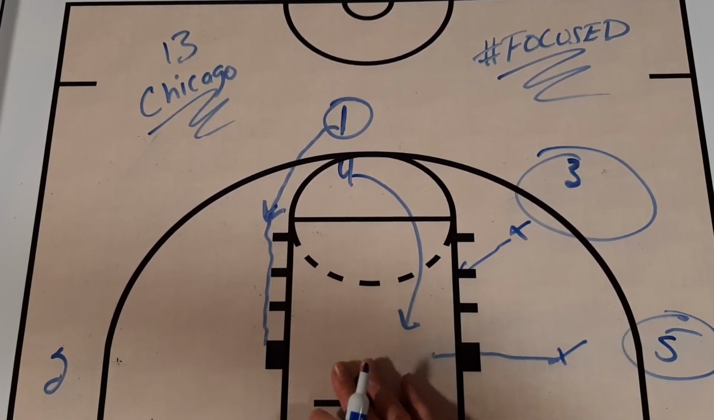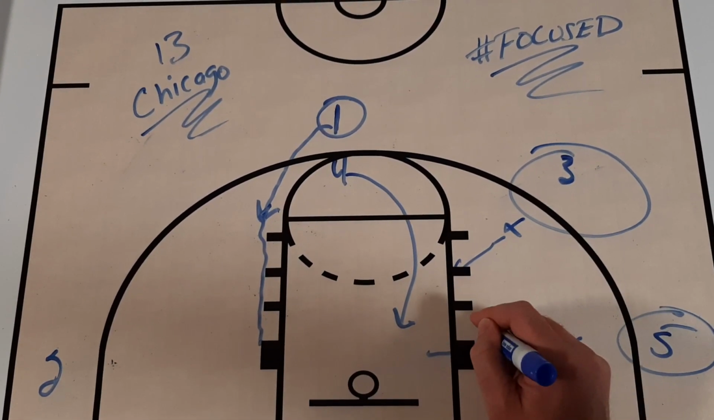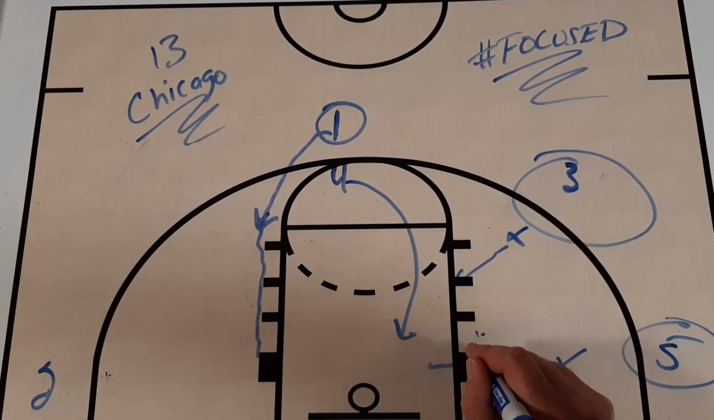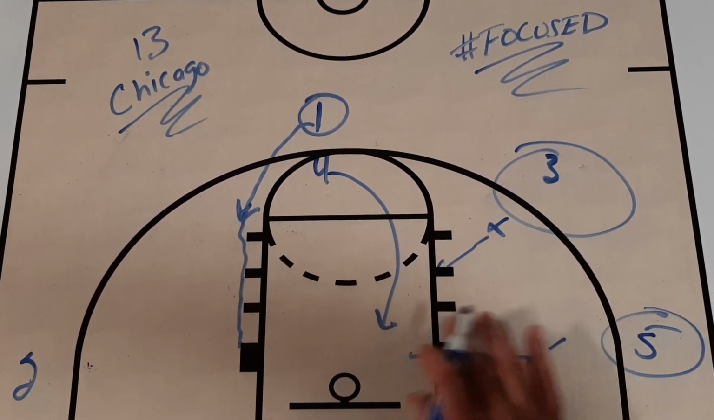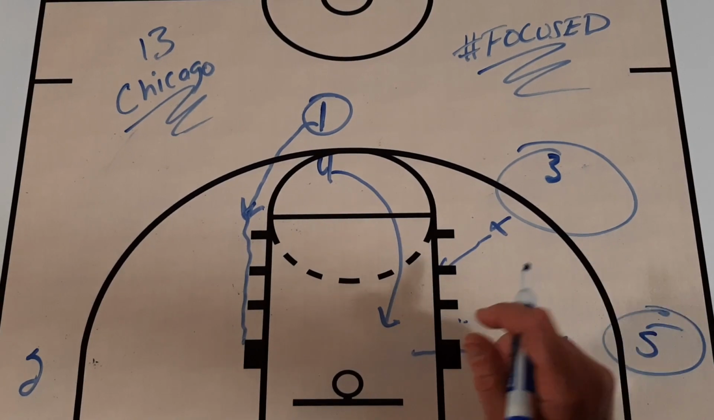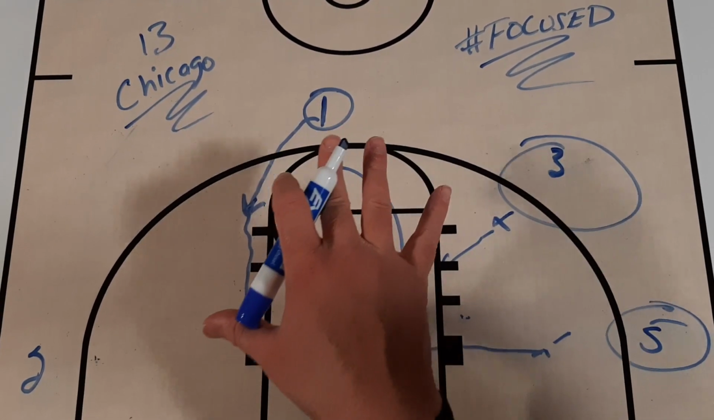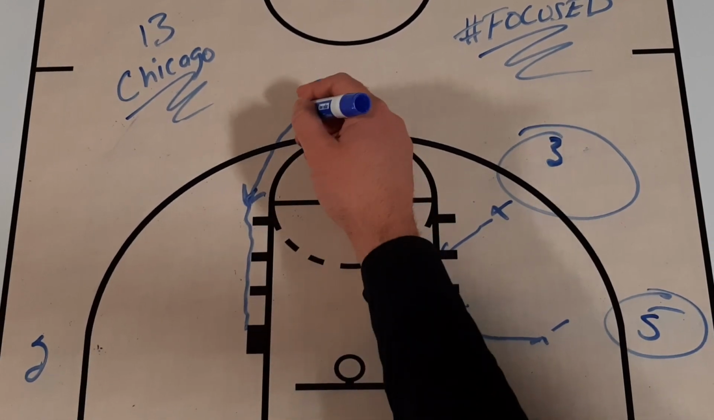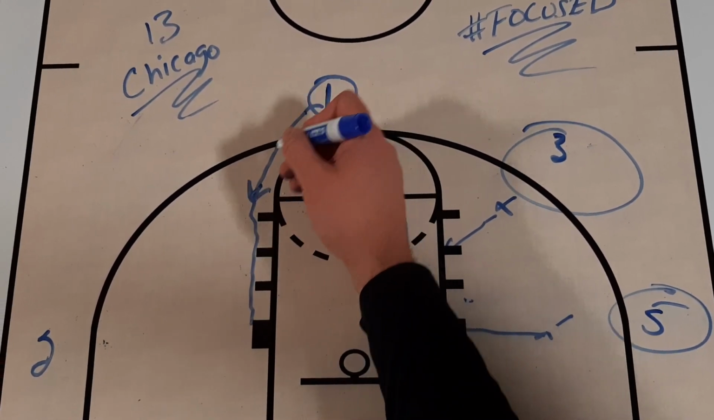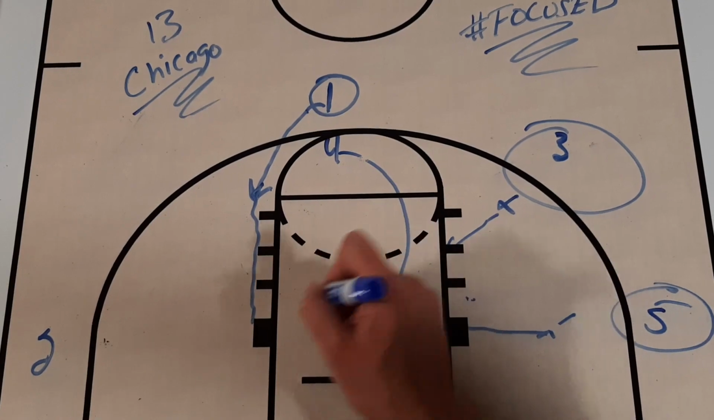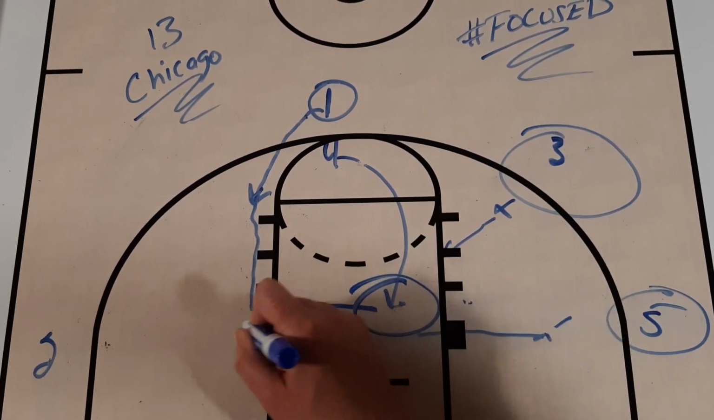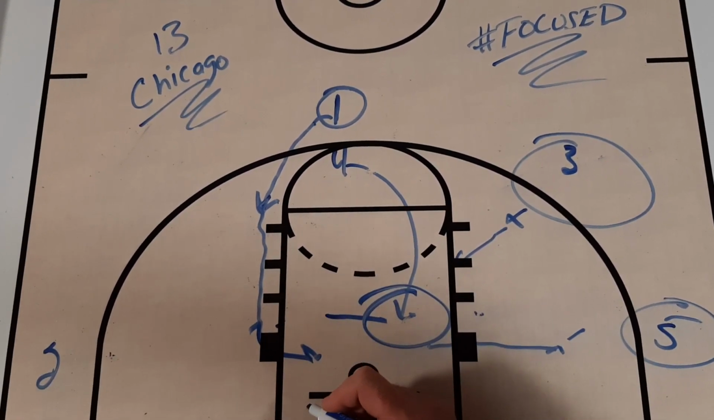and your 3. So I like to have 3 come down and set that screen and then work back out to the wing. And 5 also work out to the corner. But there's just a lot of different options that you could do off of this. The main idea is that your 1 player is going to come off that dribble handoff and they're going to attack downhill. And they could potentially hit the 4 or look to score.